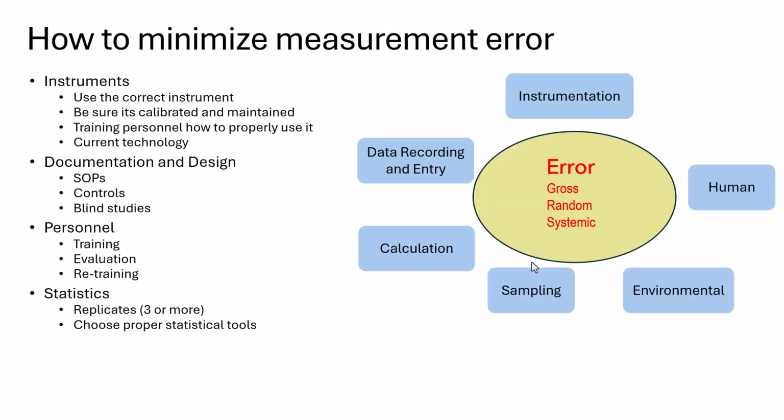All right. How do we minimize measurement error? We've kind of discussed this throughout, but let's just talk about this. One is we pay attention to instrumentation. We use the correct instrument. We make sure the instrument is calibrated and maintained. People are trained how to properly use it. Right, and we maintain current technology, right? We can have documentation and design, so we use SOPs, right? So we have specified procedures about how to use that particular piece of equipment. We have controls. We have positive controls, things that tell us if the equipment is working correctly.